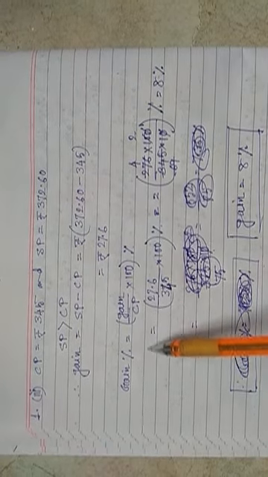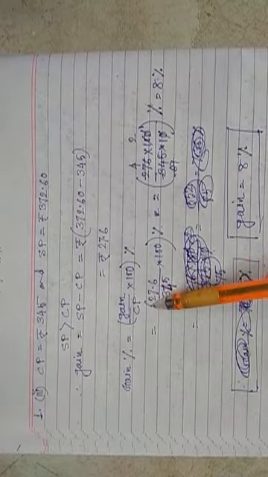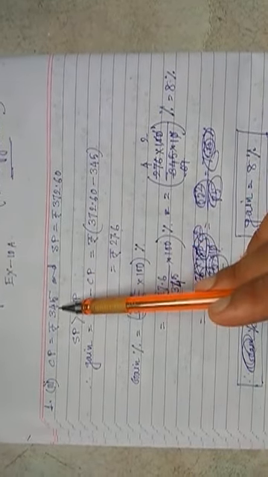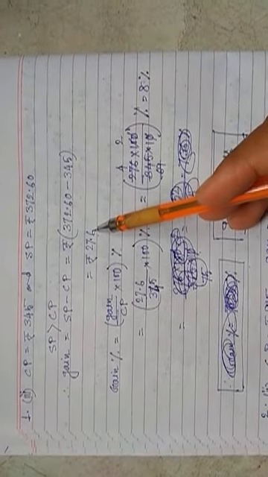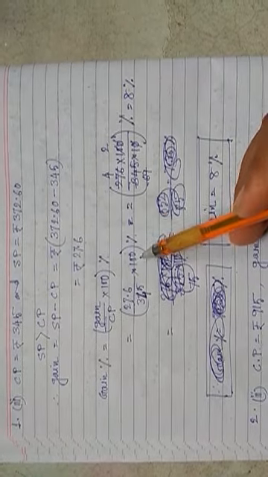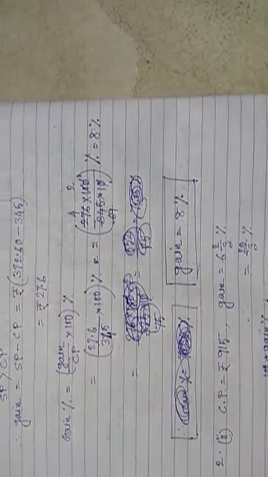Now gain percent equals, this is the formula to find the gain percent. So gain percent equals gain by CP into 100. That is gain by CP. This is the CP, 345. So 27.6 by 345 into 100. And after the calculation, it is equal to 8. So gain percent equals 8%.